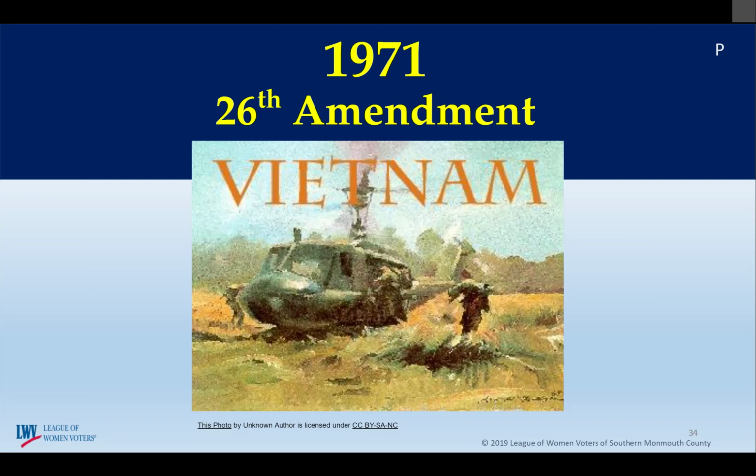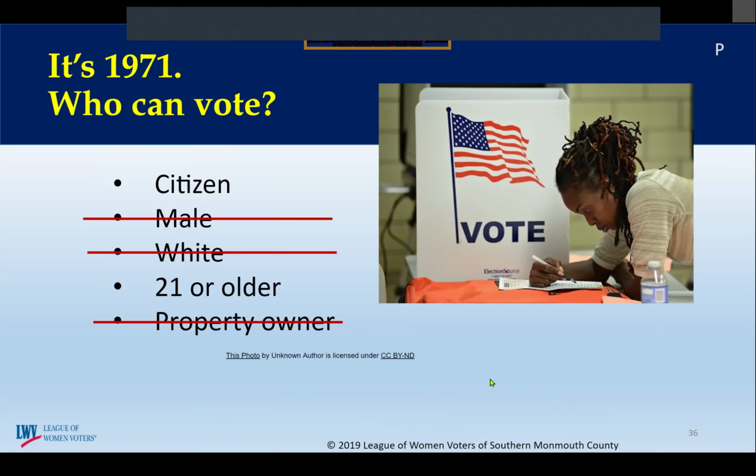So what do we need to cross off now? 21 or older. Yep, so now it's down to 18. And so now let's have screens back on of everybody now who is eligible to vote. And I think it should be everybody but one person. Me.